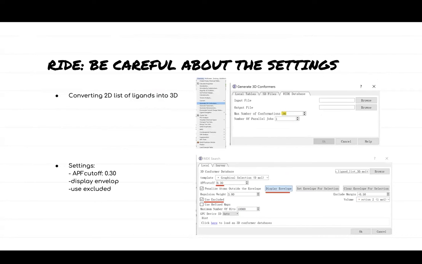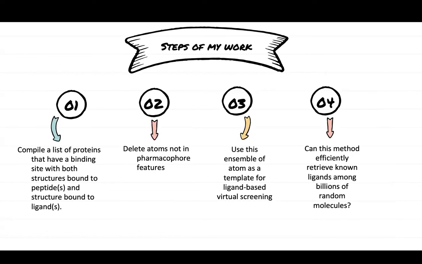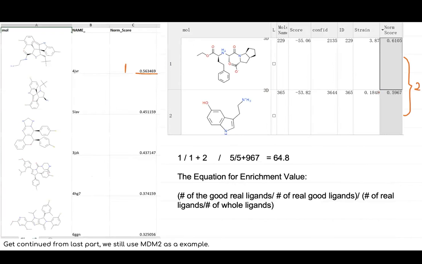And there are several settings we should pay attention to. The first one is while converting 2D ligands to 3D, which is because of the conformational changes. We usually set it to 30, and the APF cutoff value is the lowest normalized score we got from the real ligands list. What's more, we often use envelope and exclusion of the protein atoms to get rid of some distractions.